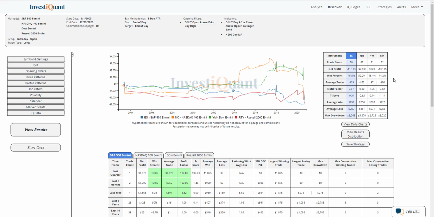And if we take a look at the average win to average loss, they are very similar there in the S&P. The NASDAQ has a slightly larger average loss there. Average win is bigger in the Dow than the average loss, and the average loss is larger in the Russell than the average win. So overall, this pattern is pretty mixed.